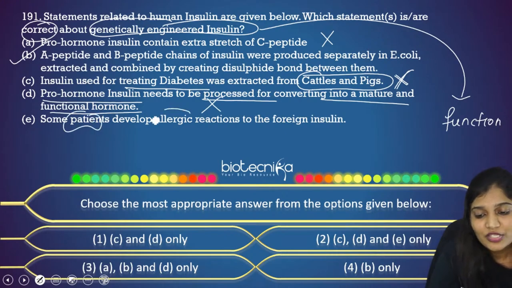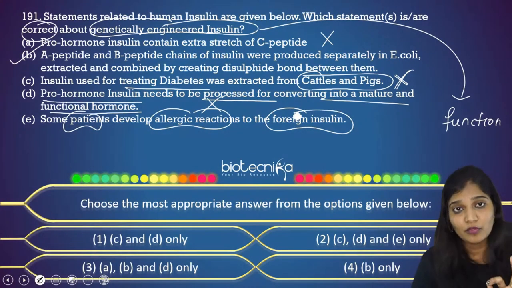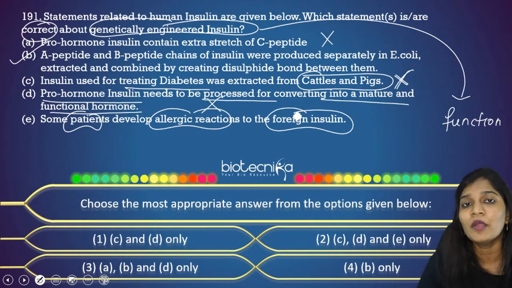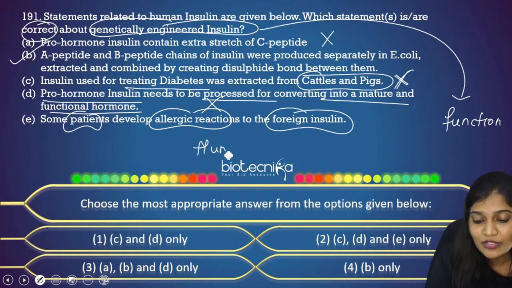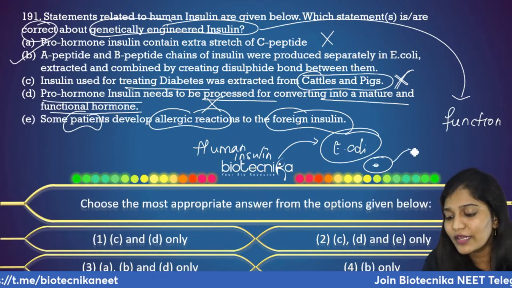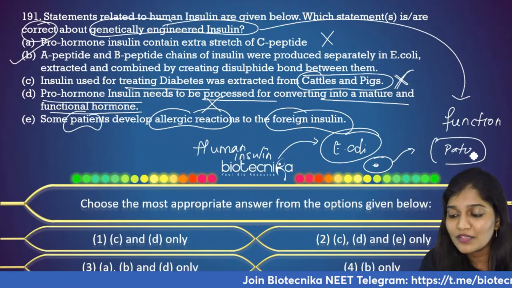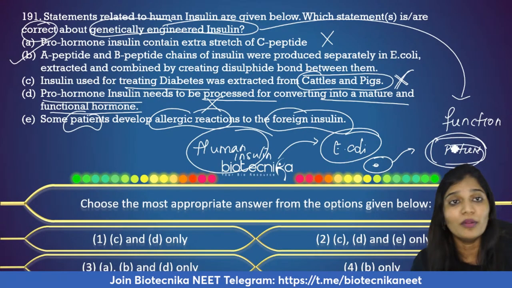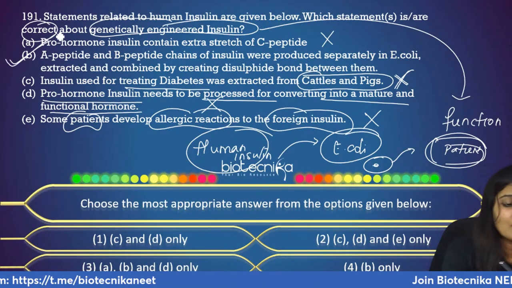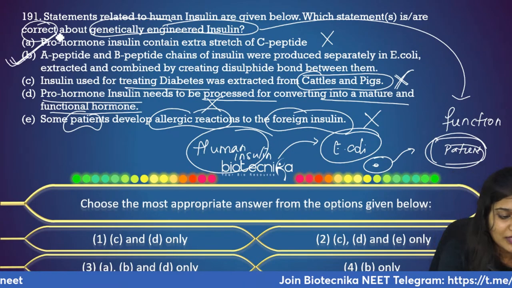Some patients develop allergic reactions to foreign insulin. No. Some patients will develop an allergic reaction to foreign insulin if the insulin is taken from cattle or pig, but in the case of genetically engineered insulin, we will not take it from pig or cattle. We take human insulin, from any person who has very good insulin production, and we introduce it into the E. coli and make a lot of insulin, and then we introduce it into the patient. So we are isolating it from a human and then giving it into a human. So usually you won't have any allergic reactions. So I'm eliminating this also. So the correct answer for this question is option number 2. So I'm just collecting this one.